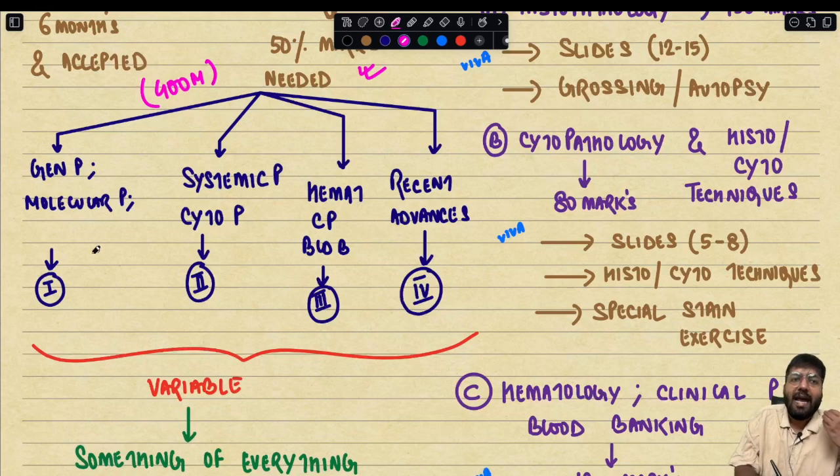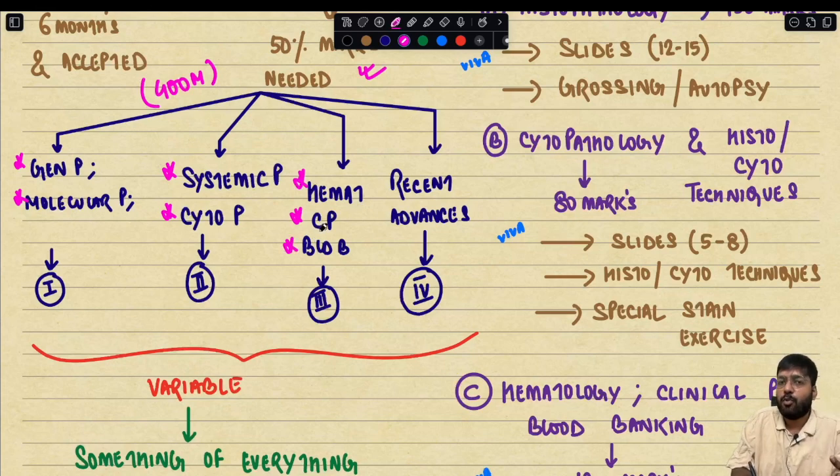Paper 1 comprises general pathology, immunopathology, as well as the molecular pathology part. Paper number 2 comprises systemic pathology and cytopathology. Paper number 3 comprises hematology, clinical pathology, blood banking, and it might include tissue processing as well. Along with that, you have recent advances, which is paper number 4.